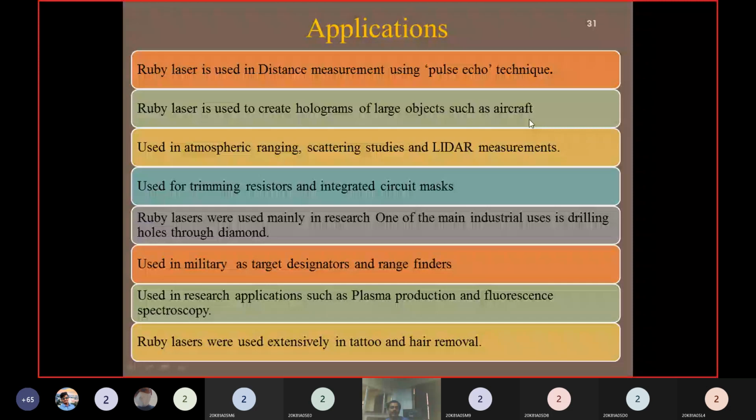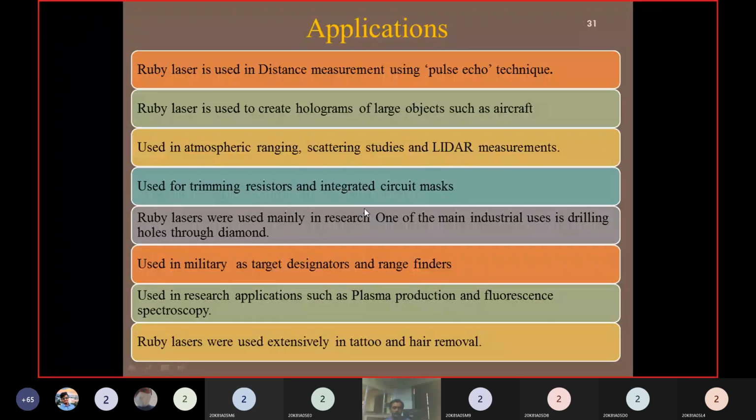One more. Next one is it is used in atmospheric ranging, scattering studies, and lidar measurements. Okay, so these are used in atmospheric ranging, scattering studies, and lidar measurements. And it is also used in trimming resistors and integrated circuits. Suppose if you want to adjust the size of resistors and ICs, integrated chips, then we can use this ruby rod, ruby laser.